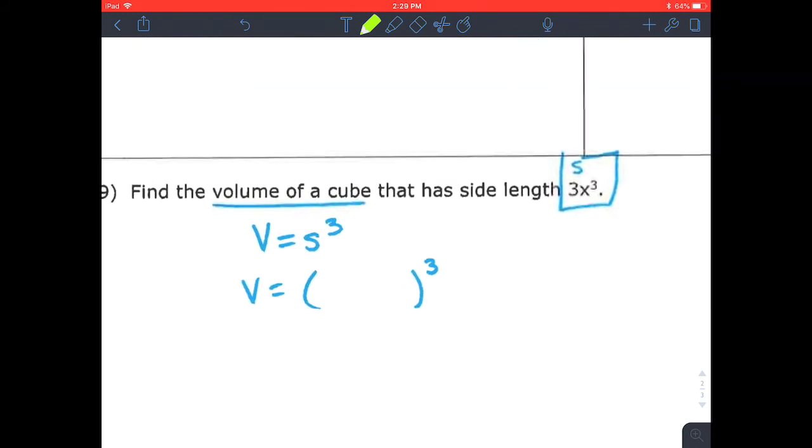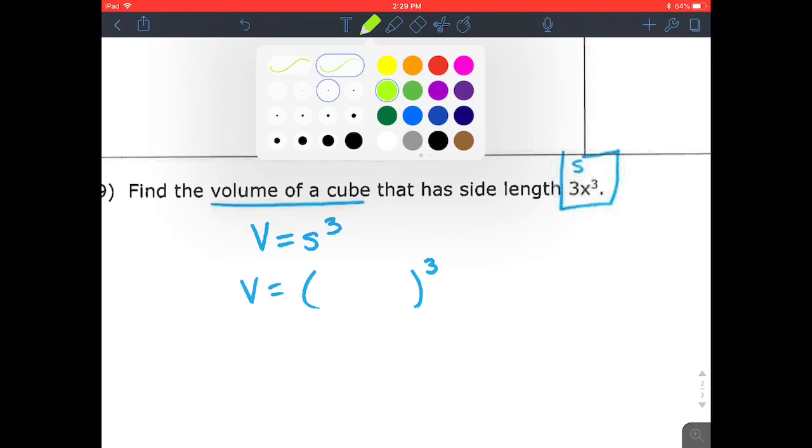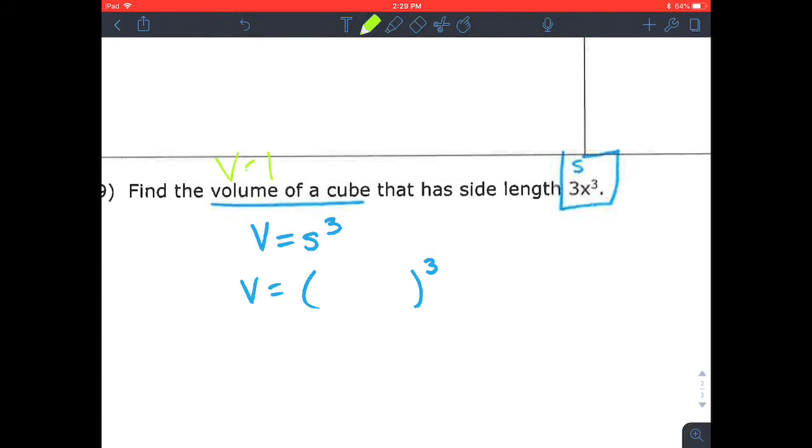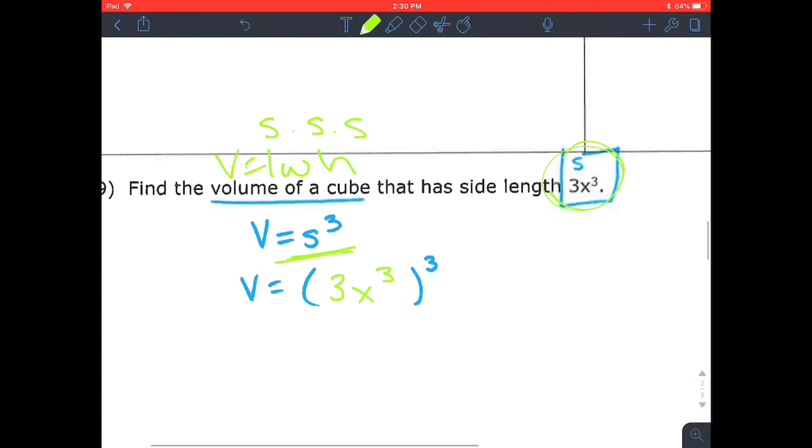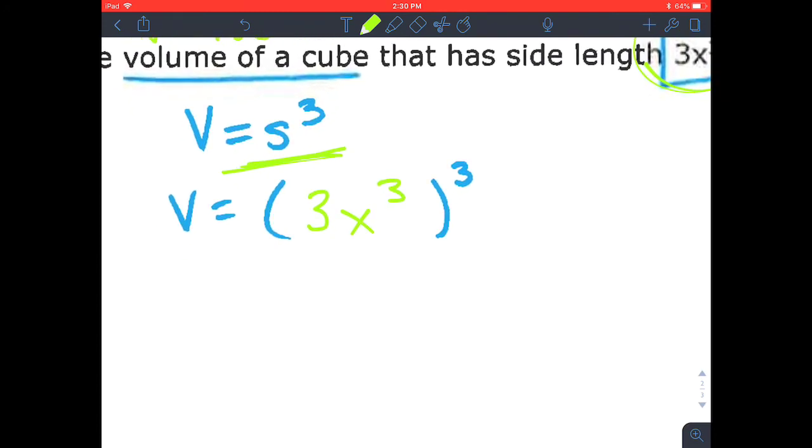Okay, last one. Volume of a cube that has a side length, S, of 3x to the third power. So when they find the volume of the cube, it kind of can still think about it as length times width times height. But the weird thing is they're all sides. So it's side times side times side, which is the same thing as side to the third power. So if I plug in what I have for my side, 3x to the third power, then I just have to raise that to the third power and simplify it.